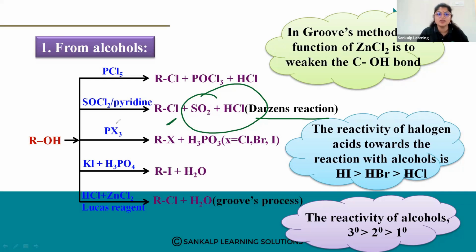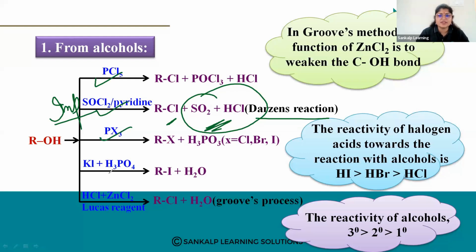So if you treat alcohols with thionyl chloride and pyridine, in the presence of a base, you get alkyl chloride plus SO2 gas and HCl gas. This method is preferred and is a very important reaction, because the two byproducts are gases and can be easily removed. So we have completed this.